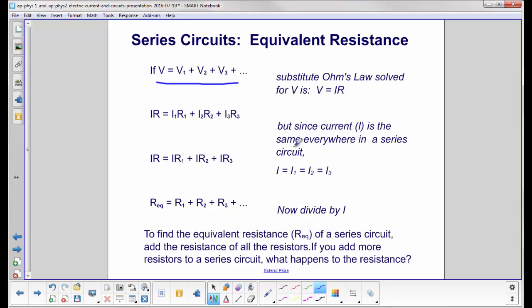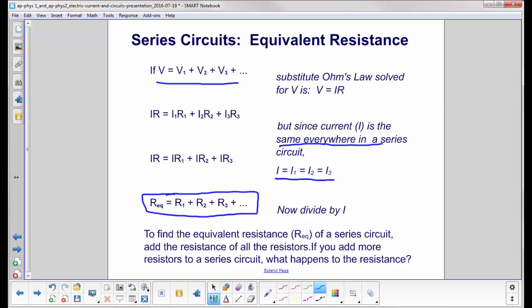But the current is the same everywhere in a series circuit, so I equals I1 equals I2 equals I3. In this case, we're working with 3 resistors, not the 2 that we had on the previous slides. We make the substitution for these various I1, I2, I3. Now what do you see here? I is in each term. It cancels out. We now have the equivalent resistance of a series circuit is just adding up the individual resistors.